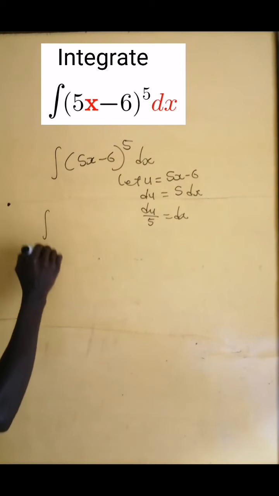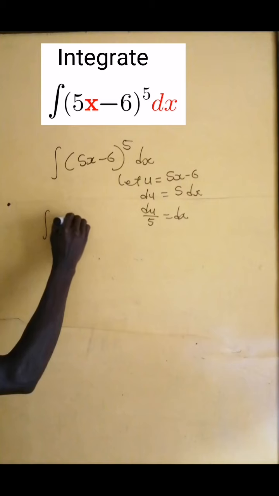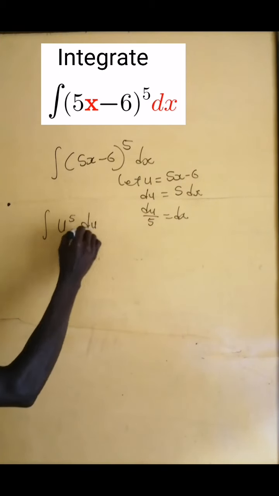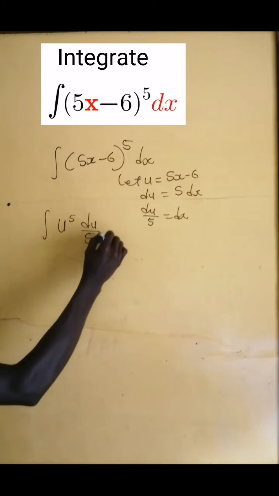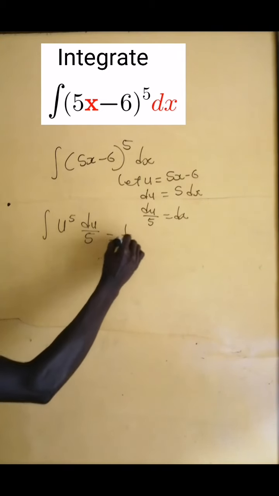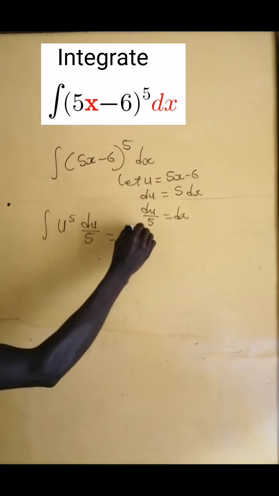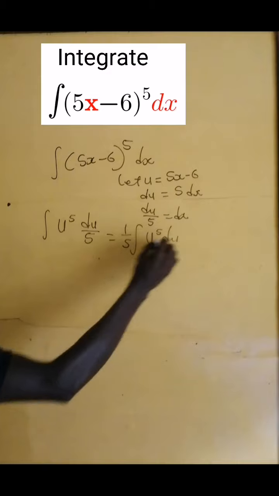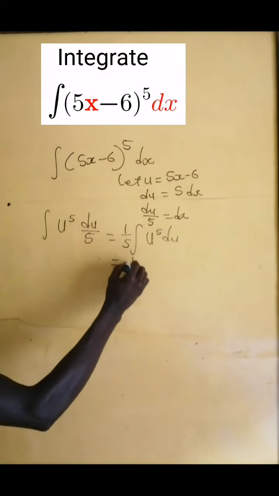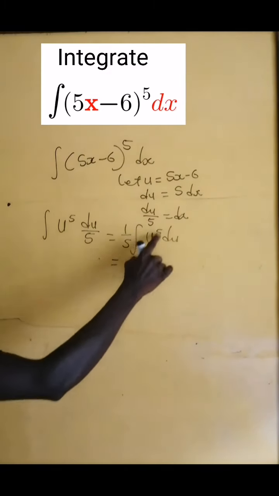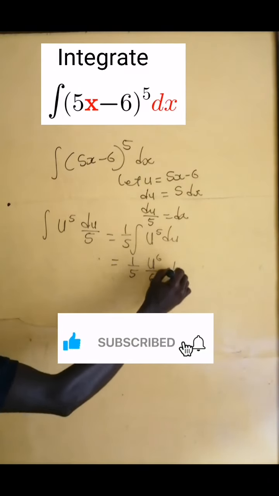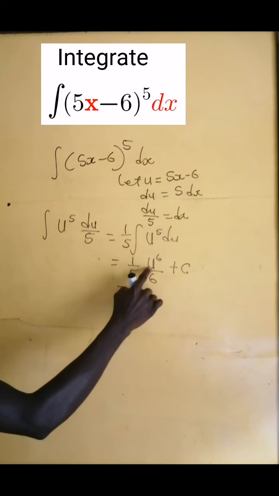Now this becomes the integral of u to the power 5 times du divided by 5, which gives 1 out of 5 times the integral of u to the power 5 du. If we integrate u to the power 5, we are going to get u to the power 6 divided by 6 plus the constant c.